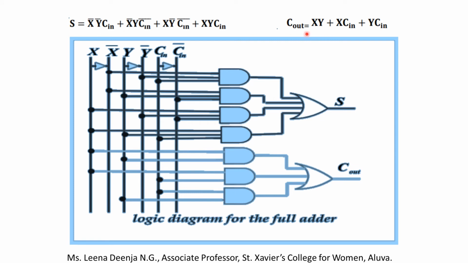And for getting the C out, here we need the inputs as XY, X C in and Y C in. So we take X and Y here and this is the input for this AND gate. So output is XY. For another AND gate it is X and C in. And for the third one it is Y and C in. Then the outputs are XY, X C in and Y C in. And we connect all the outputs to another OR gate. Then our output will be C out. So in this way we can realize a full adder.